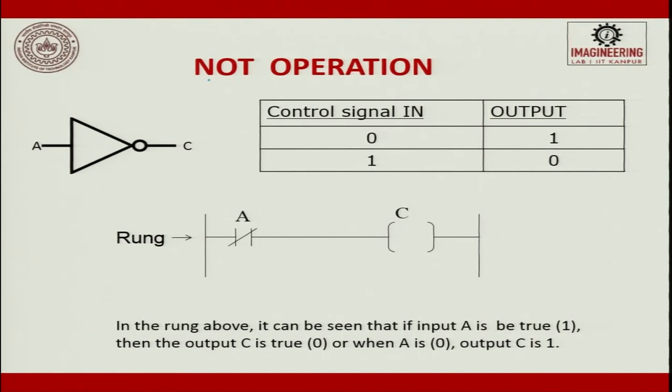You can also have a NOT operation. If A is 0, C will be 1. If A is 1, C will be 0. So, here you can see that A is normally closed, and you put this. In the rung above, it can be seen that if input is true, then the output is 0, or when input is 0, the output will be 1. So, this is for NOT. So, we saw AND, OR, and NOT, three logics.